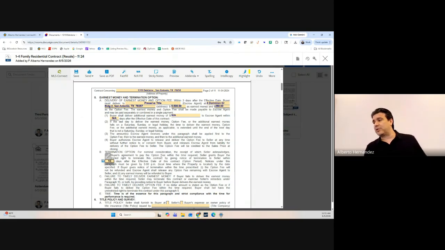Now, the rest of this paragraph really talks about the delivery of the earnest money and the option fee. And this is important to note, guys.